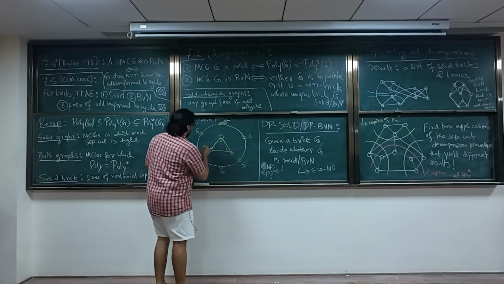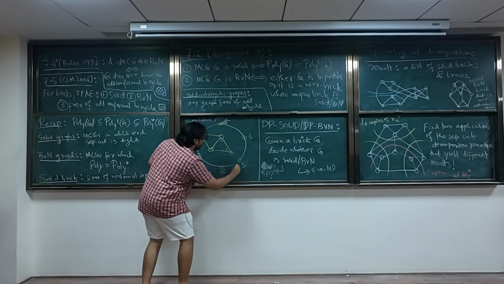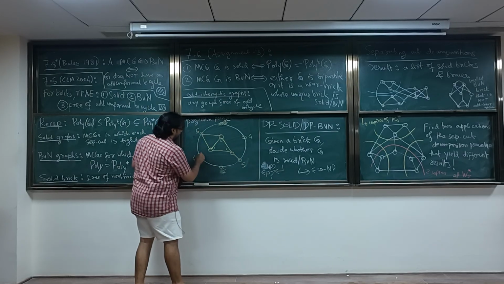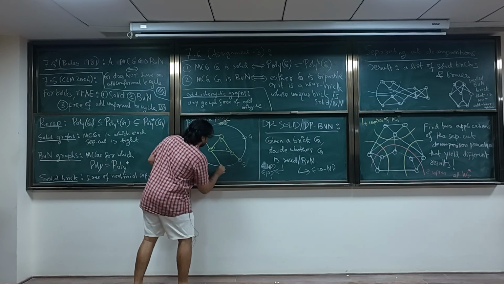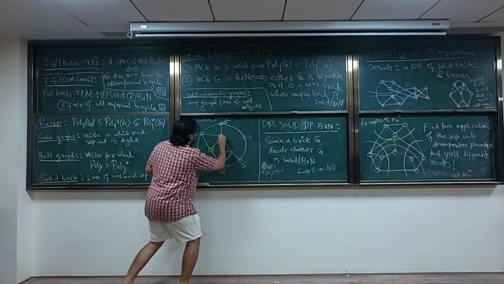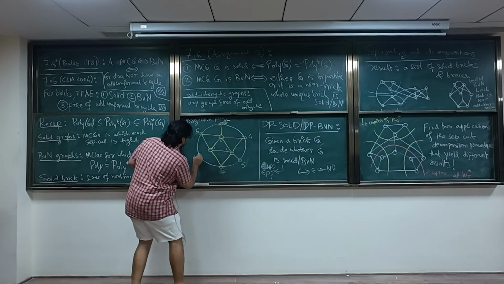Now I need to make 5 adjacent to 0, 1 and 2. I need to make 4 adjacent, 3 adjacent to 1, 2 and 0. I need to make 4 edges into 0, 2 and 1.